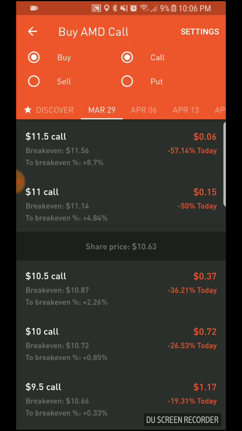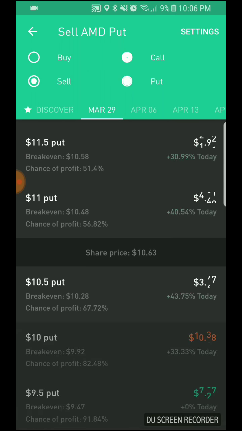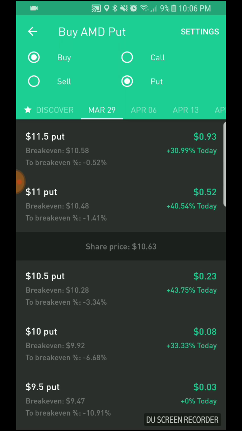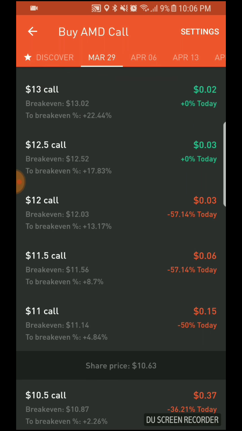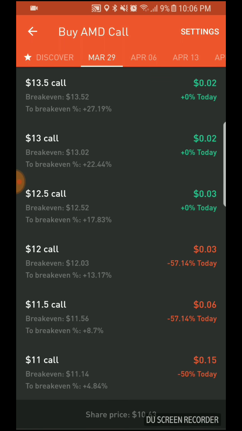As you can see here, if you click on the top right, settings, you can either buy a call, buy a put, sell a call, or sell a put. It really depends on your assumption about the stock, whether you think you are bullish or bearish on this individual stock. So if you want to buy a call here, you simply click on buy call and click on the strike price that you are willing to buy.